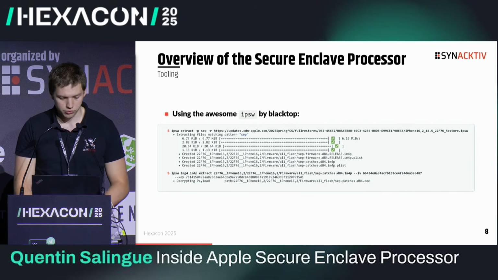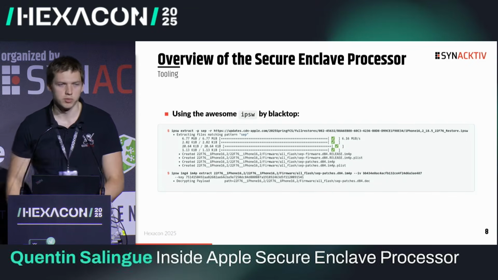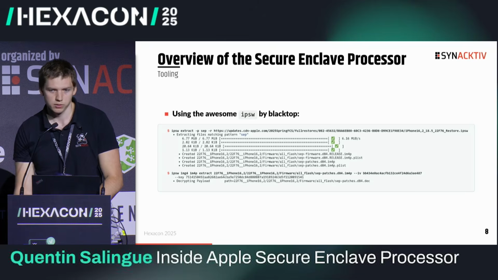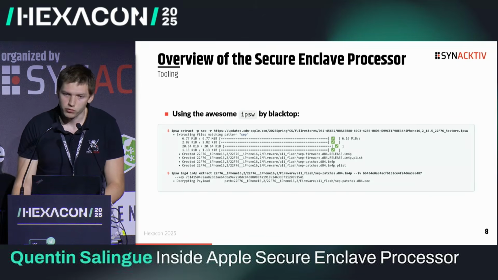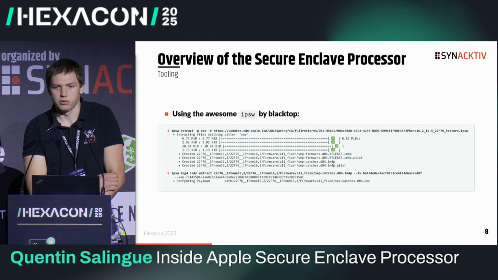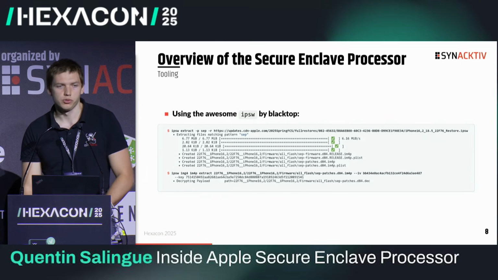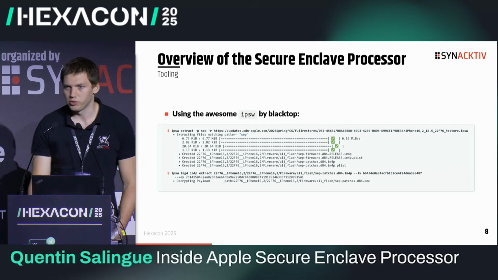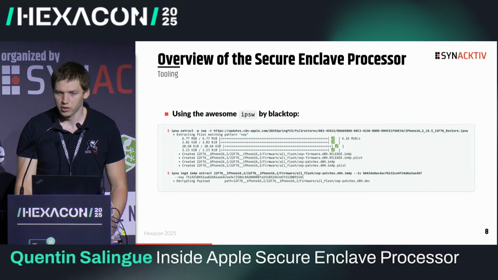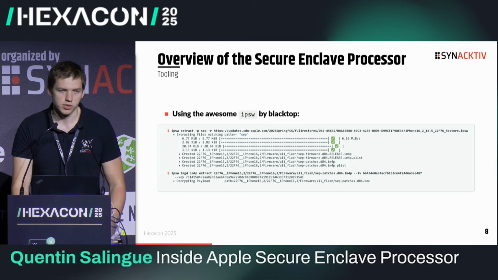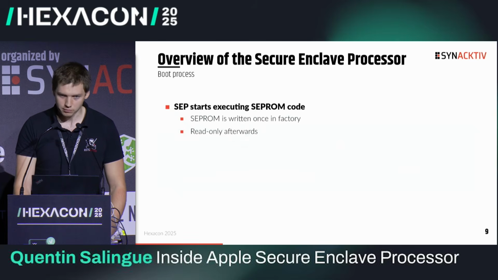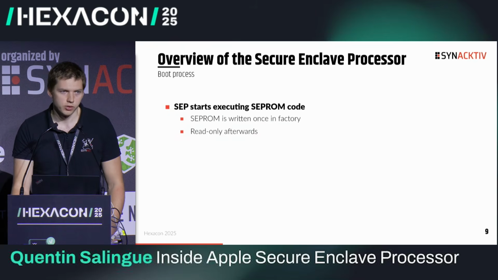And to get access to the firmware, to extract it and decrypt it, you can use the awesome ipsw tool by Blacktop. And you have both commands, extract and decrypt, which you can use to get the 10 megabytes of firmware out of the 10 gigabytes of update file, which is quite nice. And then you ask for the decryption using the IV and the keys that you get from the wiki. So now that you have the code, we can start to look at how it works.